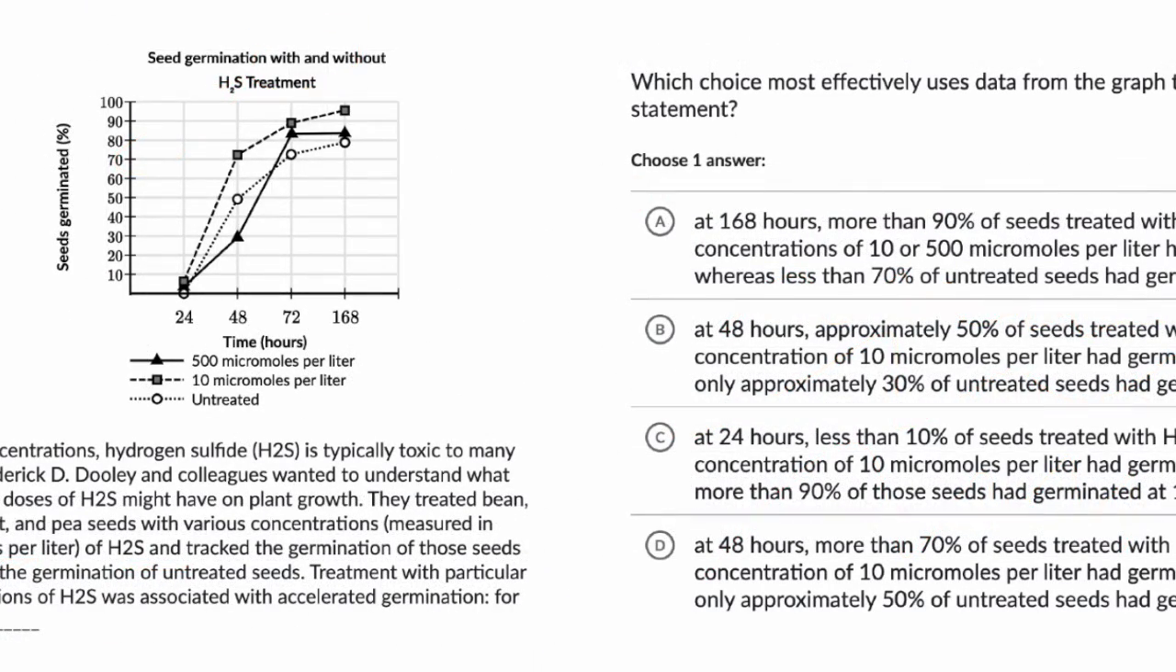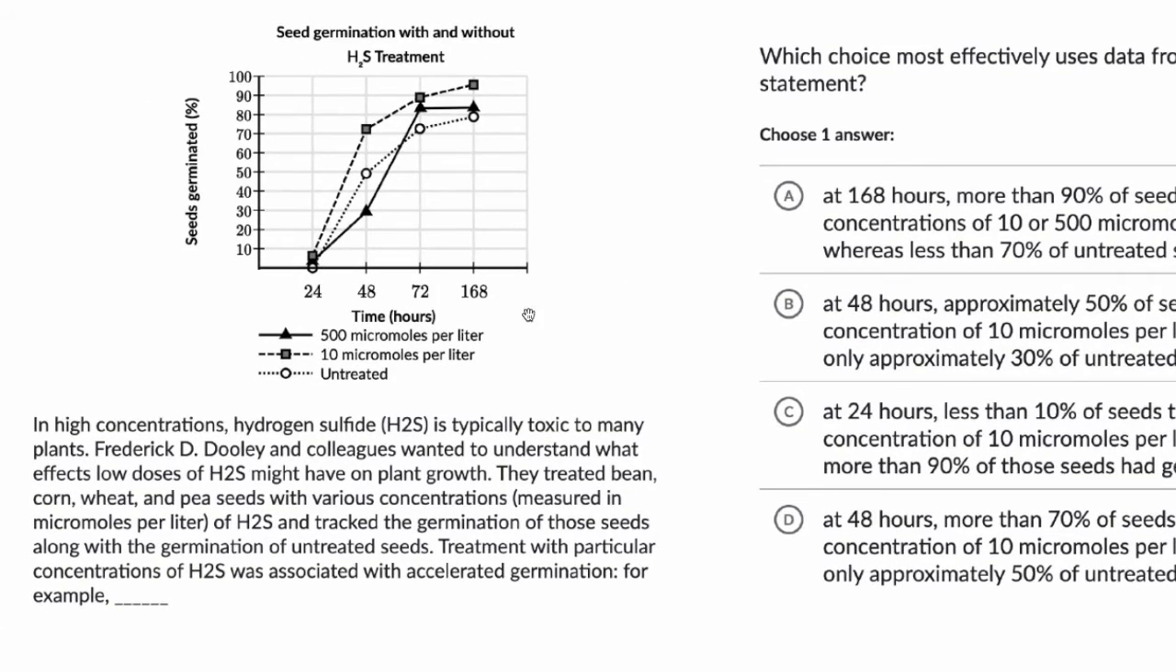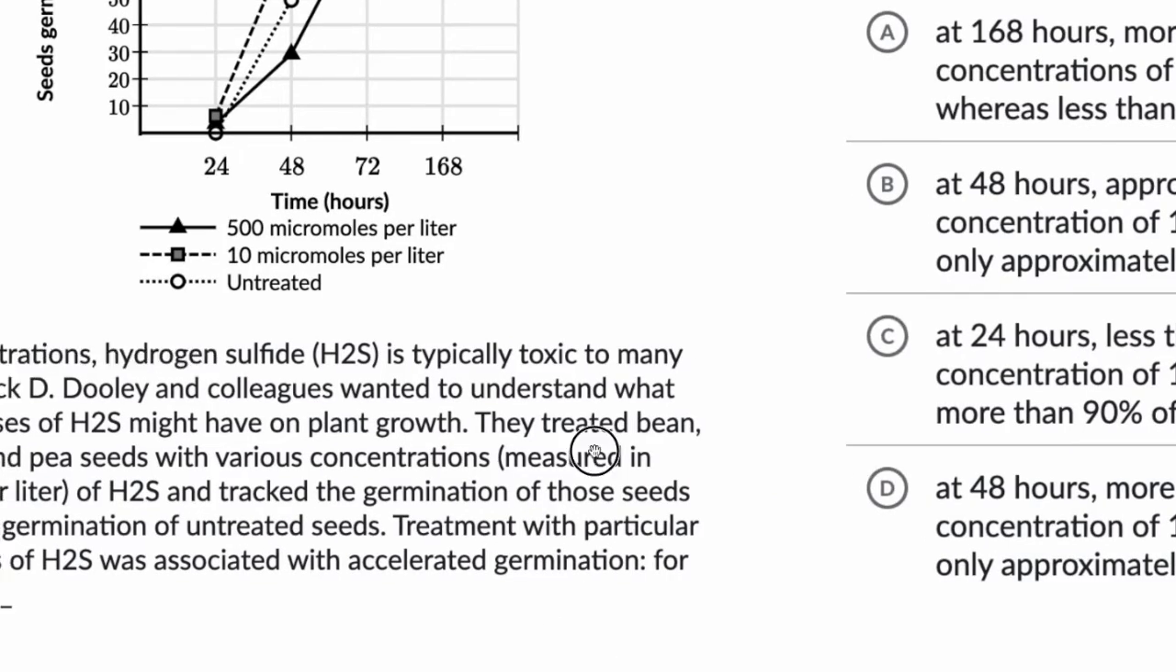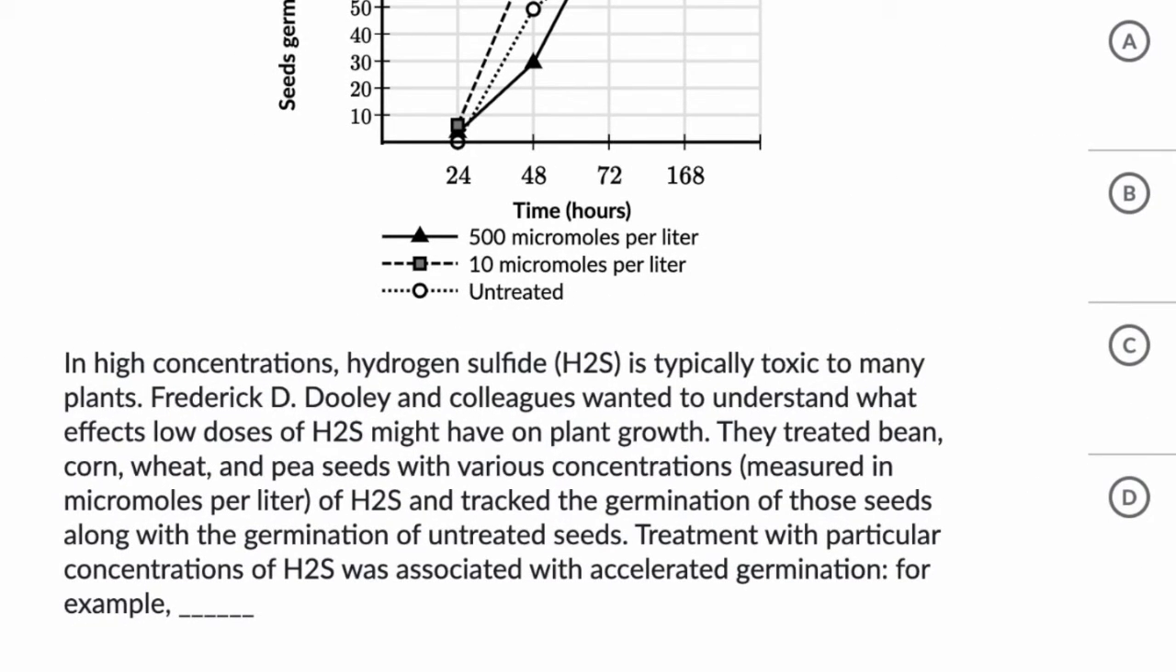So number 8 here, which choice most effectively uses data from the graph to complete the statement? So we will read the passage here. In high concentrations, hydrogen sulfide, or H2S, is typically toxic to many plants. Researchers wanted to understand what effect low doses of H2S might have on plant growth. They treated these different types of seeds with various concentrations of H2S and tracked the germination of those seeds along with the germination of untreated seeds.